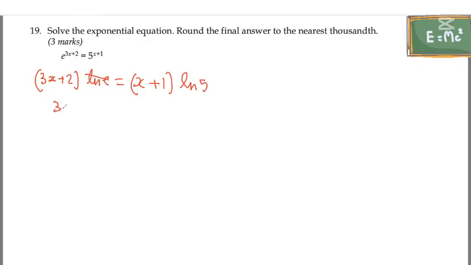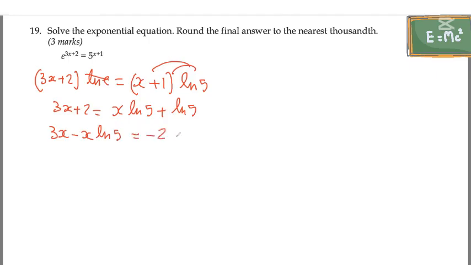So I have 3x plus 2 equals x ln 5 plus ln 5. So all I'm doing is just distributing the ln 5 into the x and plus 1. Now I'm going to bring everything that has x's to one side. So I have 3x minus x ln 5 equals, I'm going to move the 2 to the other side, so it becomes negative 2 plus ln 5.